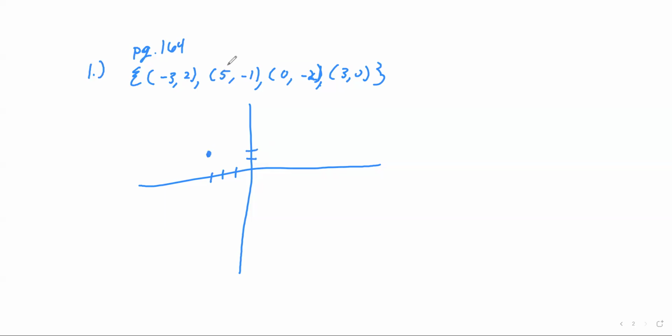Then I do the next one. A positive x value means I go to the right. So 1, 2, 3, 4, 5. And then a negative y tells me I need to go down. So then that's 5, -1. I have 0, -2. So 0 tells me I don't move at all. Then the second number being -2 tells me I need to go down 2. So there's my third point. 3, 0. So I'd go right 3. A y value that's 0 tells me I do not go up or down either. So I would be right there.